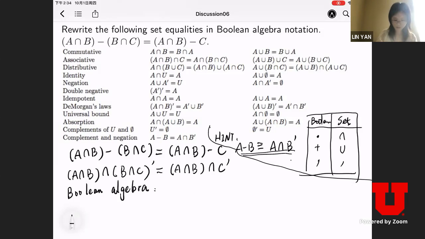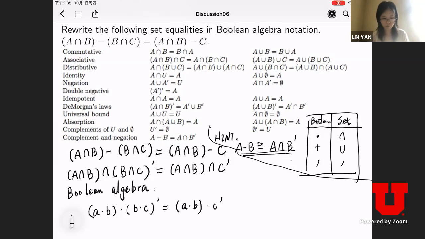And please notice that the uppercase A, B, C represent sets, so we cannot use uppercase here. We can choose the lowercase. It is a and b and b and c, not a and b and not c. So we are done with this problem. Any question about this problem?